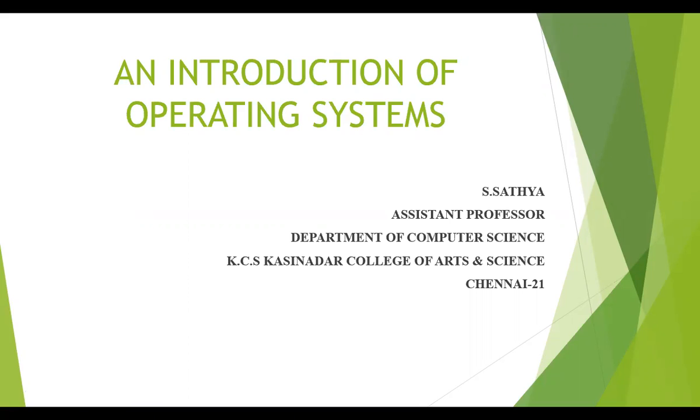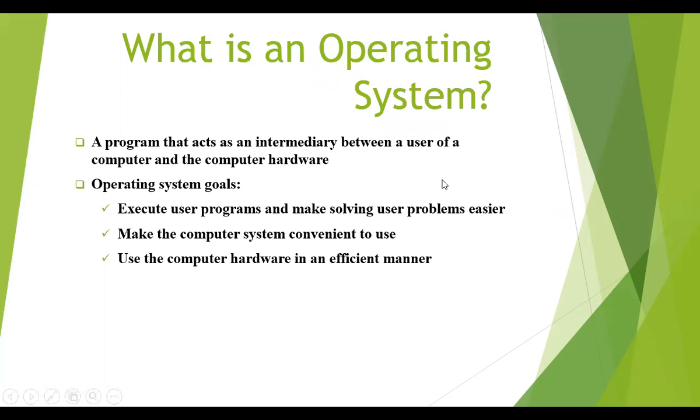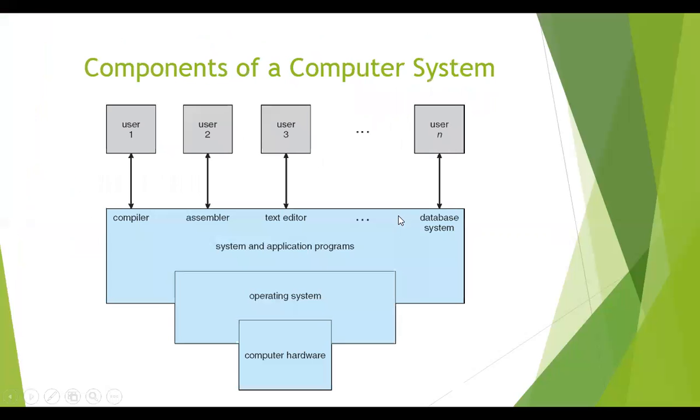Now I am going to give an introduction to operating systems. What is an operating system? The definition of an operating system is that it is a program that acts as an intermediary between a user of a computer and the computer hardware. The main goal of the operating system is to execute user programs and solve problems easily, and it also makes the computer system convenient for us to use. The computer hardware is also used in an efficient manner.